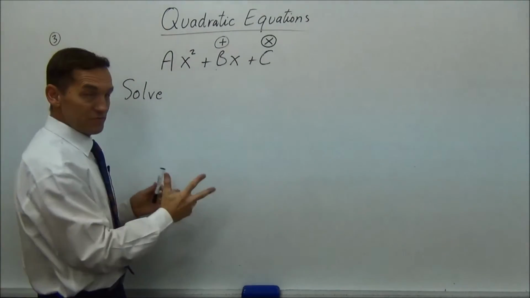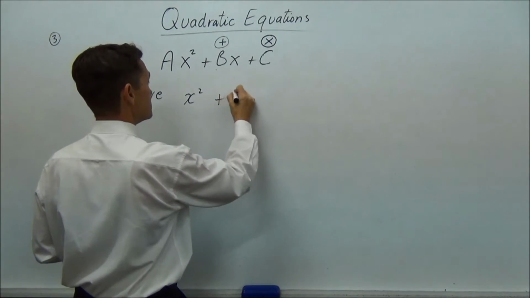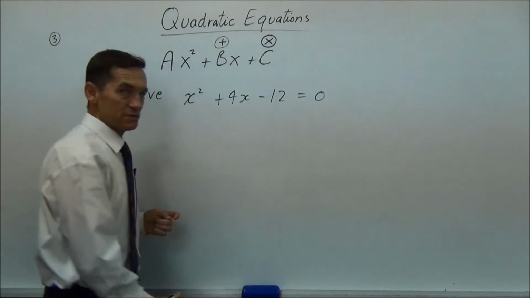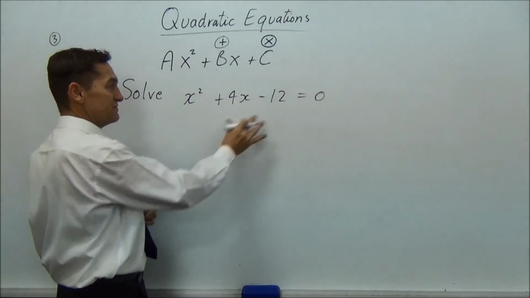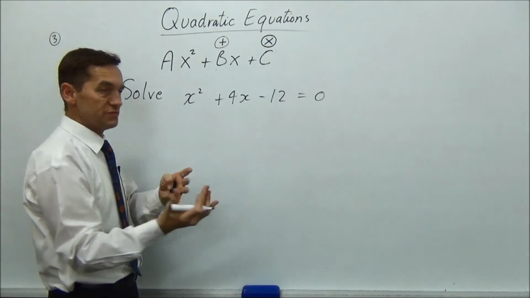So let's look at one we've just done. We're going to look at x squared plus 4x minus 12. This time we're going to write equals 0. So we're going to solve it. We're going to find out what the x value actually is. So we do exactly the same thing as what we've just done.